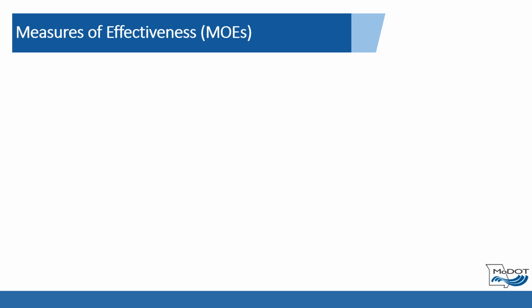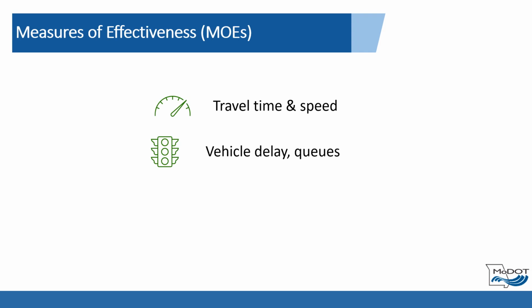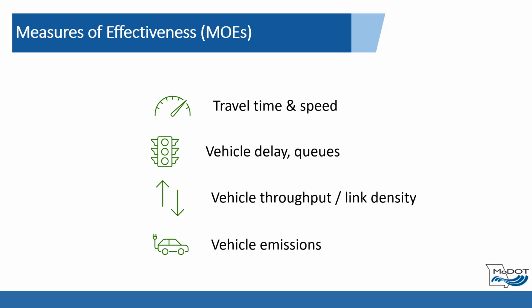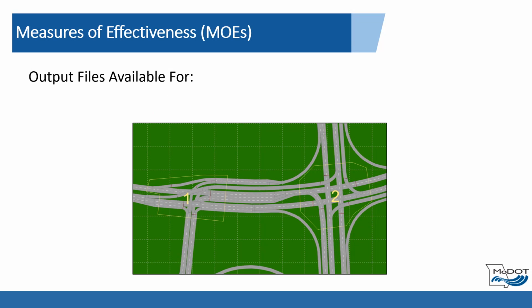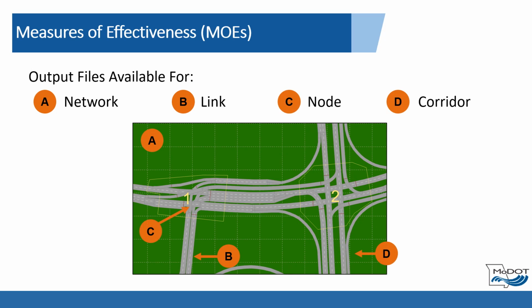The most common MOE outputs from model runs in Vissim are travel times and speeds, vehicle delays, vehicle throughputs, link densities, queue lengths, and, potentially, vehicle emissions. Vissim will produce separate output files for each level of evaluation, including network, link, individual intersection or node, and corridor. At the link level, evaluation data can be specified for each aggregate link, for each lane within the link, and for specified distances along the link. Additionally, the MOE data can be segregated into separate vehicle types and classes as desired.